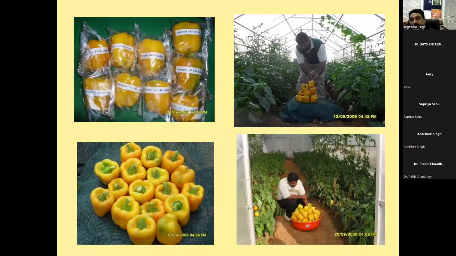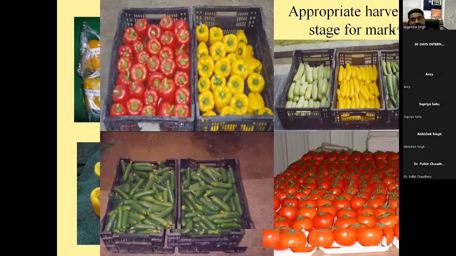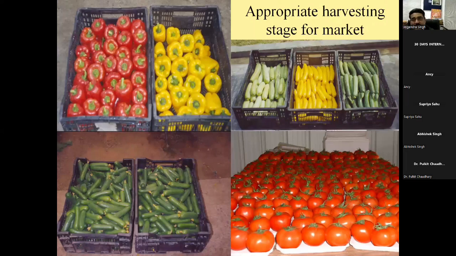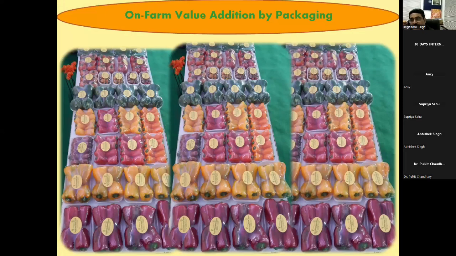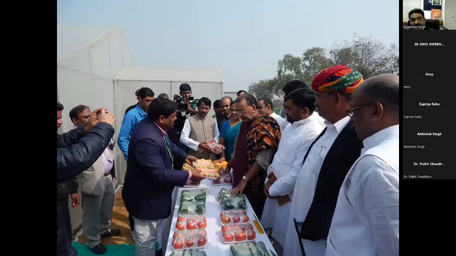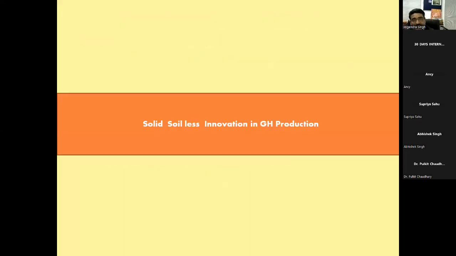The quality we can receive by polyhouse technology, you can see, is export quality, which we can receive by protected cultivation technology. Packaging we can do for greenhouse produce, use the packaging system, and sell at a high price in the market. So this is the beauty of innovation in this world.